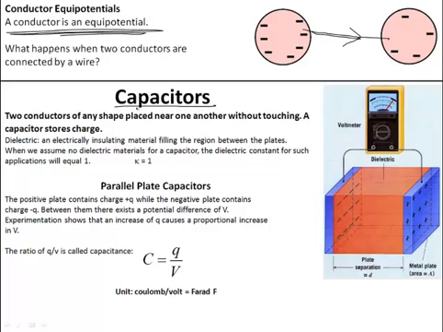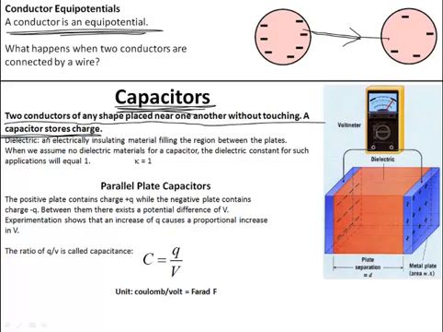For capacitors, we're going to get into capacitors a little more, but we're just going to describe what a capacitor is. A capacitor is two conductors of any shape placed near one another without touching. A capacitor is able to store charge.